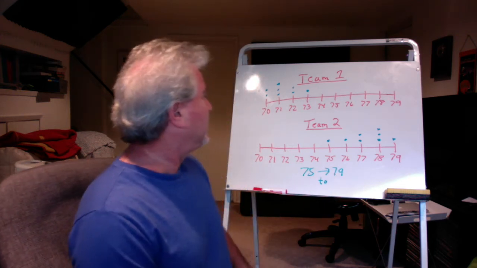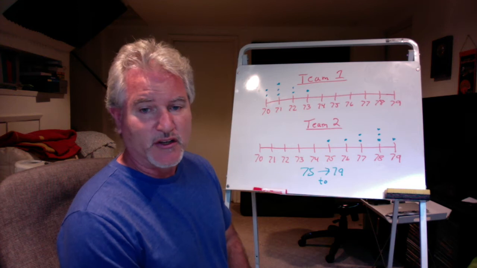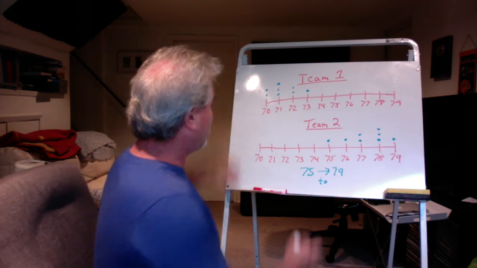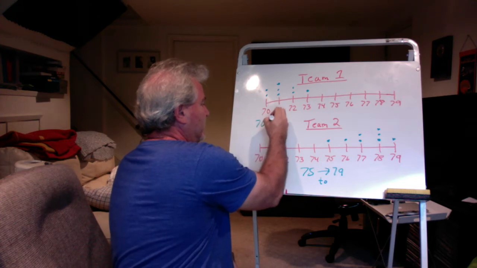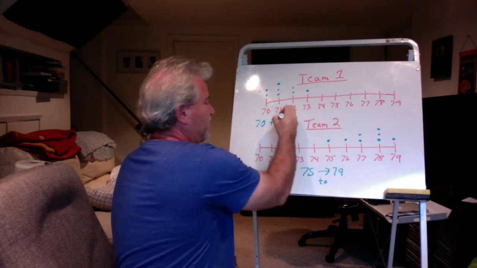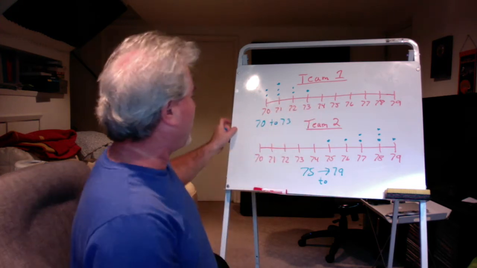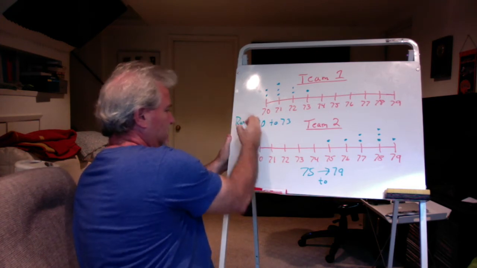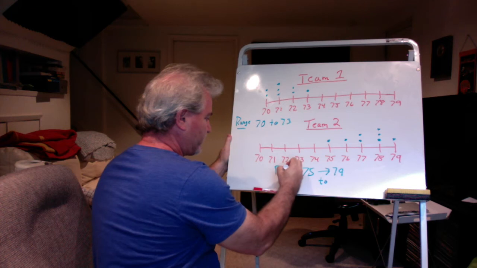Or you could say 75 to 79 if you wanted to type in the word to. If I said, what is the range of heights of team 1, you would see that it starts at 70 and goes up to 73. That would be the range, okay? The range. Right? This is the range.